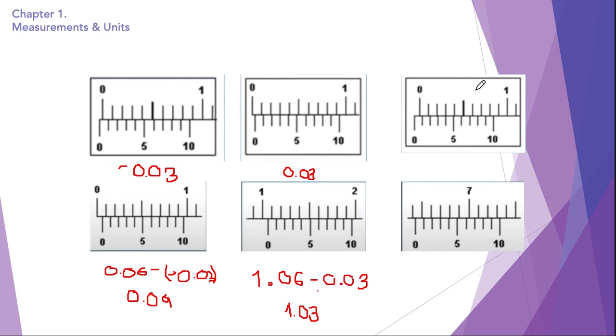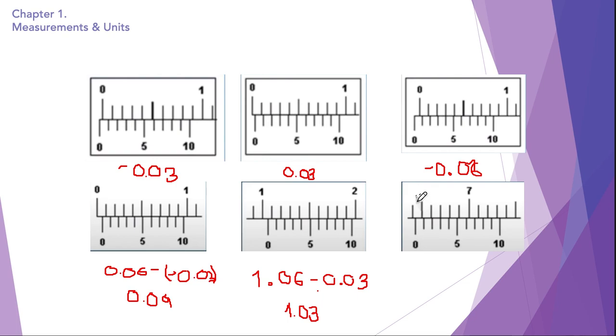Now here we have another Vernier calipers. Pause the video and find out the zero error of this Vernier calipers and the correct reading as well. This is a negative zero error. So the answer is minus 0.06. Minus 0.06 is the zero error of this Vernier calipers.